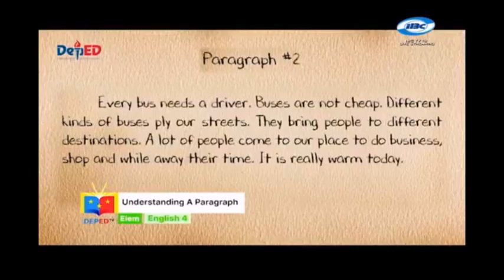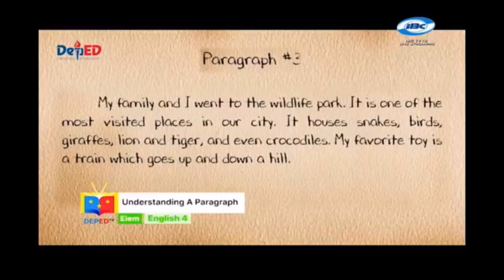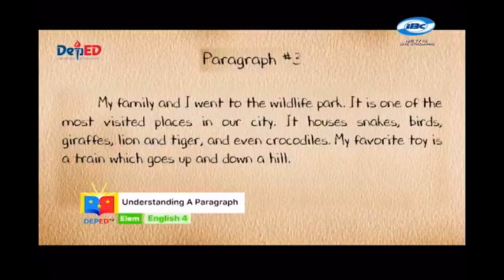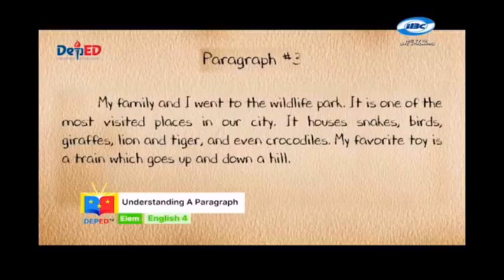Paragraph number three. My family and I went to the wildlife park. It is one of the most visited places in our city. It houses snakes, birds, lions and tigers, and even crocodiles. My favorite toy is a train which goes up and down a hill.